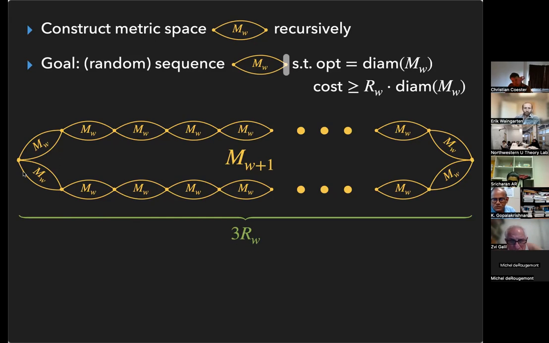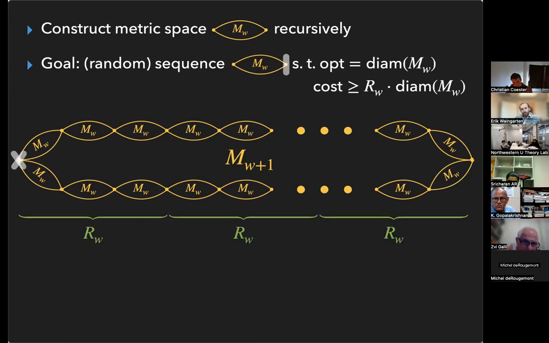So there are 2 paths, essentially, from the start to the end. One path of 3 R_W copies at the bottom, and another path of 3 R_W copies at the top. And let us think of these 3 R_W copies on each branch as partitioned into 3 groups. So we have this first group of R_W copies, the second and the third one. Okay, now this is the metric space. Let's now describe the request sequence.